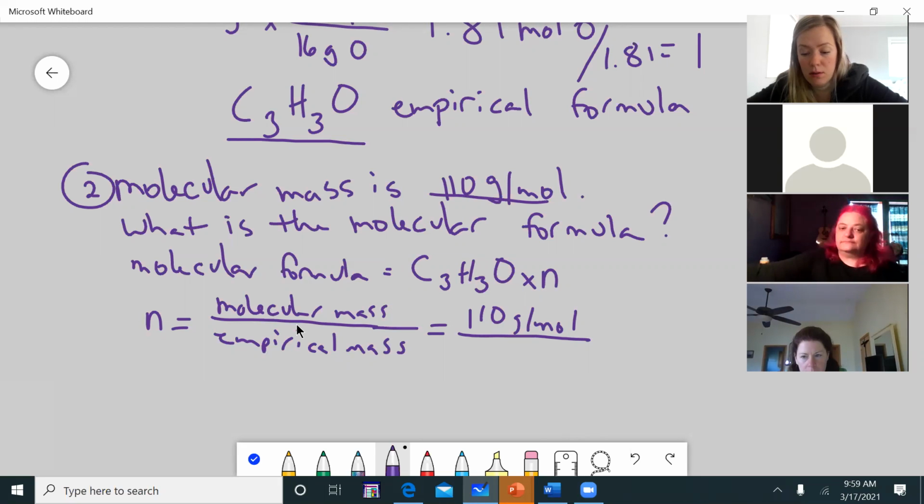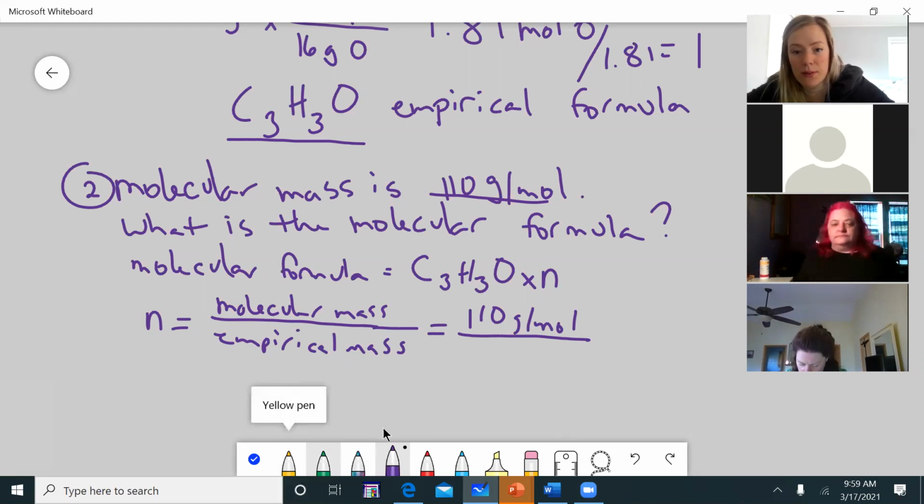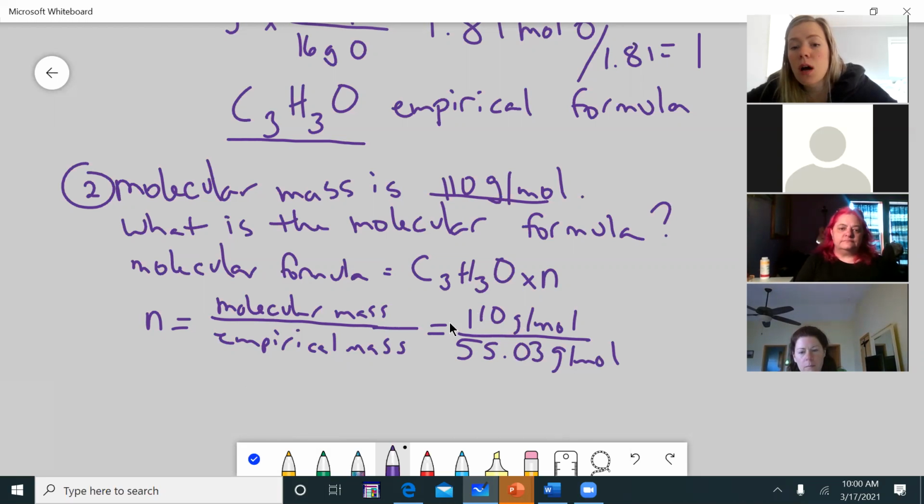Times 3 plus 3.03 plus, we've got 16. All right, so it's roughly 55. I got 55.03 grams per mole. So 110 divided by 55 is going to be an n value of 2. So what that's saying is the molecular formula is 2 times as big.